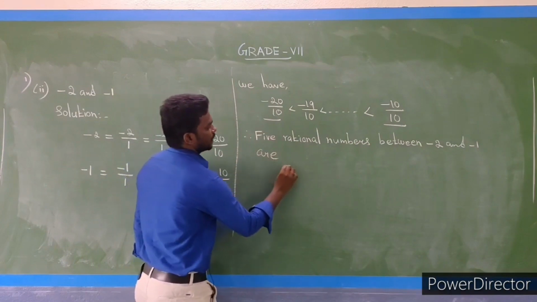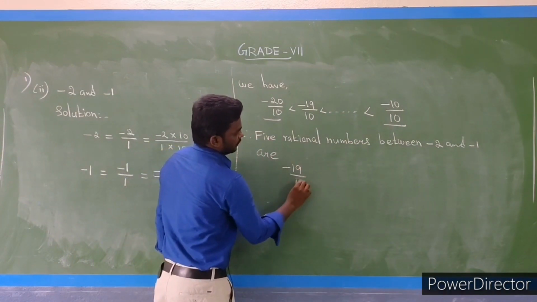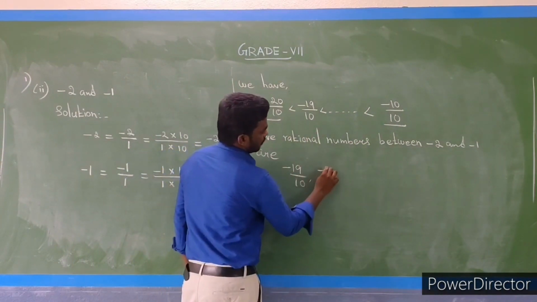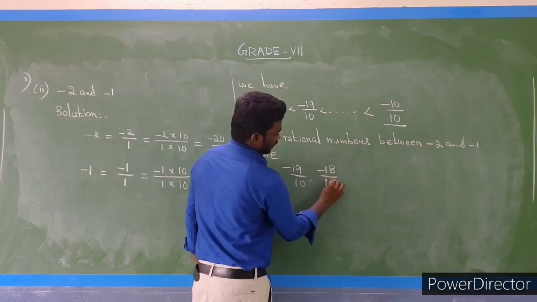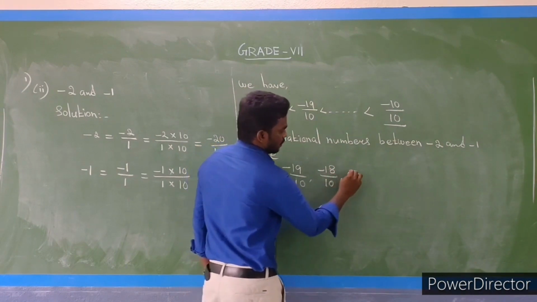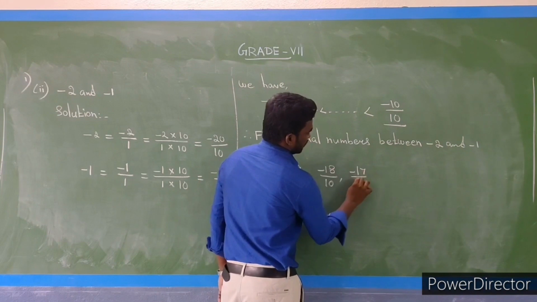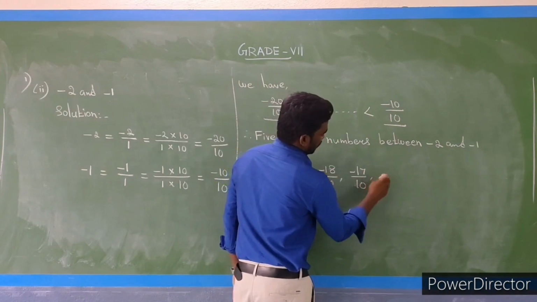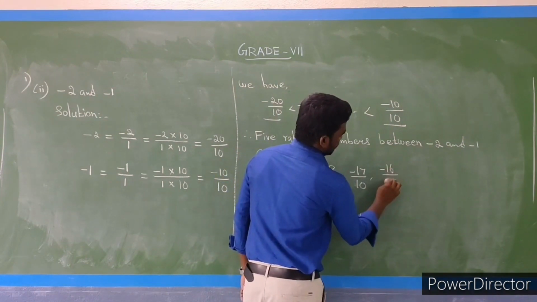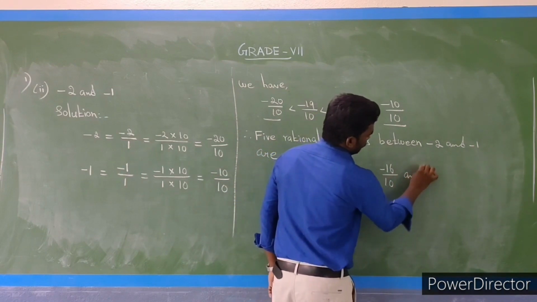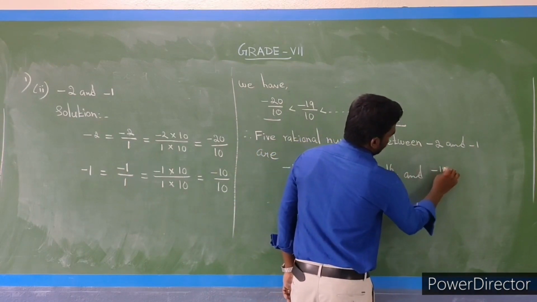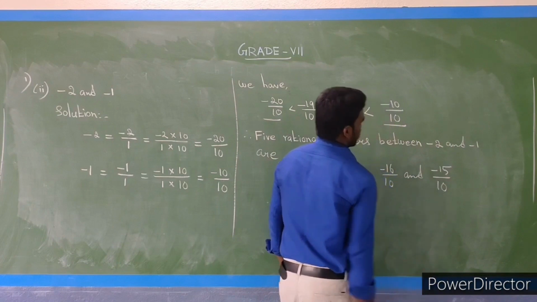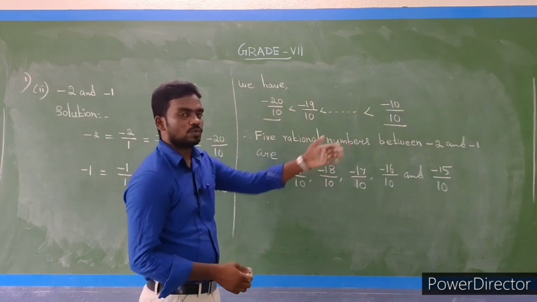What are the numbers? Minus 19 by 10. The next number is minus 18 by 10. What is the next number after minus 18? Minus 17 by 10, minus 16 by 10 and minus 15 divided by 10. So these are the numbers between minus 2 and minus 1.